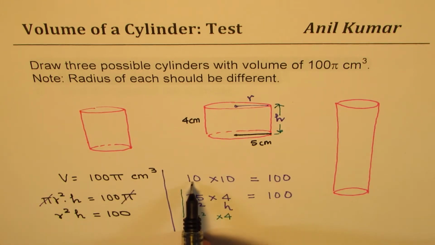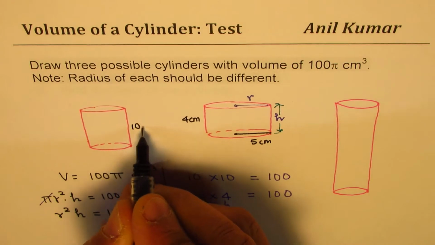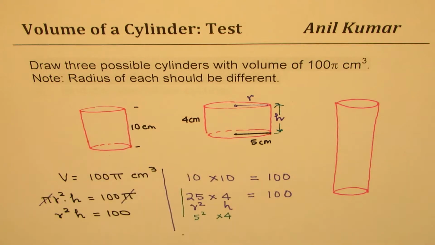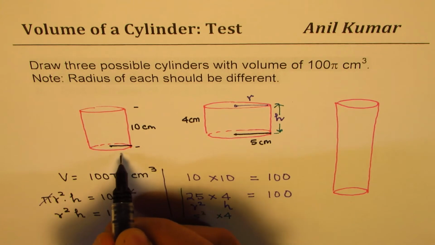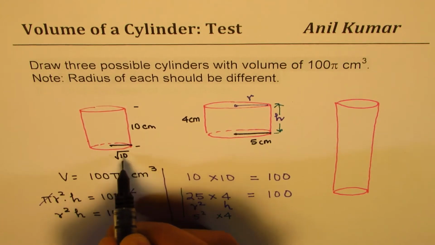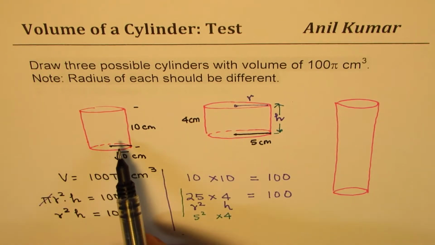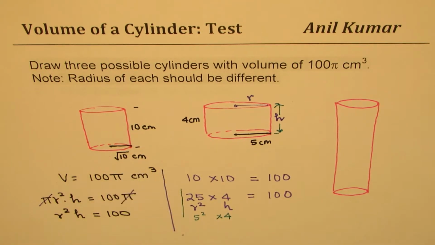Now if I say 10 times 10, then we write 10 centimeters as the height. In that case, what is going to be the radius? Radius is going to be square root of 10. Do you get an idea? Square root of 10 centimeters. Only then when you square it, you get 10 here and 10 times 10 makes it 100. Perfect. So you could do like this. Now you get an idea of the square root thing.